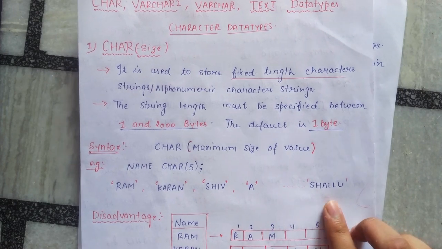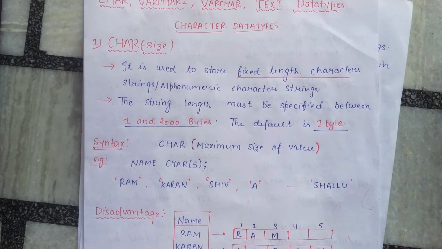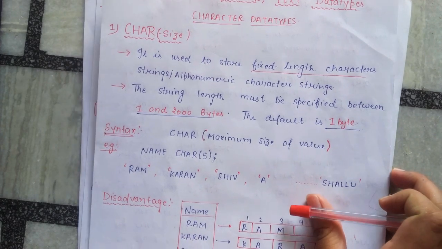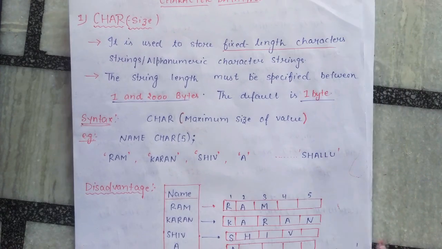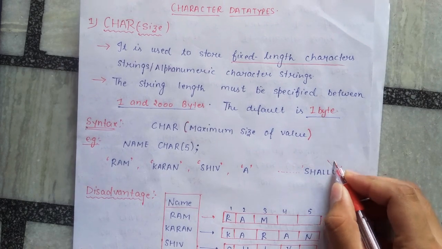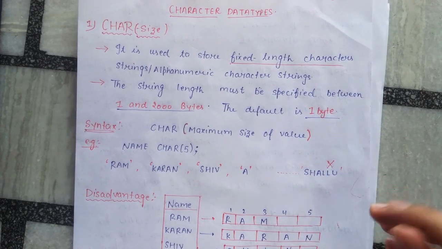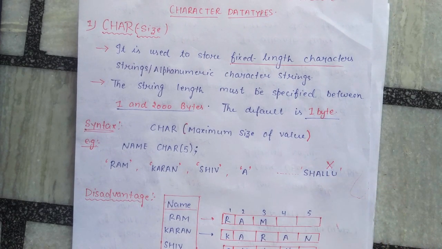But if we enter Shalu, as we know, Shalu consists of 6 bytes in memory, so it will not be accepted here. So this is the case with these character data types.